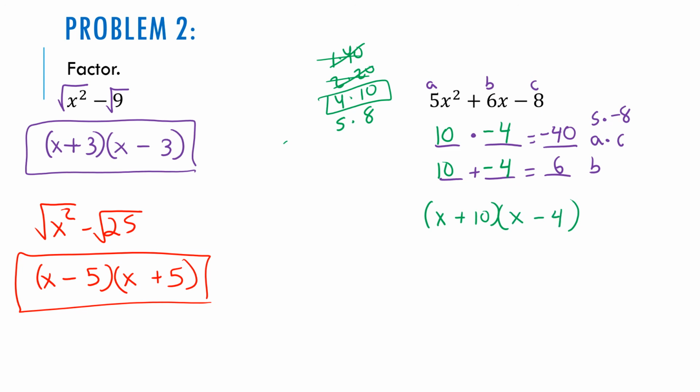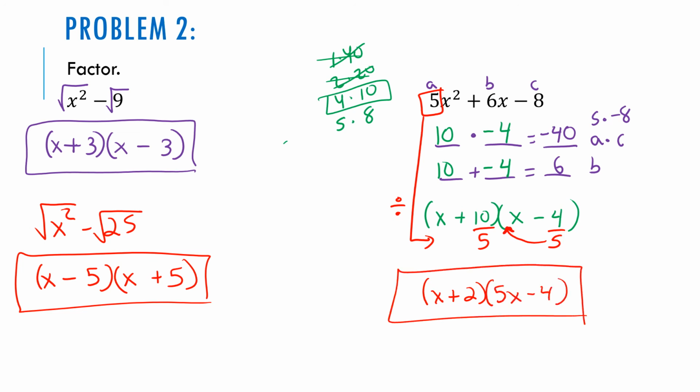Once again, we want to go ahead and divide by the a term. And once again, when you divide, if you can't get a whole number when you divide, you move the denominator in front of the x. So here, 10 divided by 5 is 2, so we're going to have x plus 2. 4 divided by 5 would be a decimal, so I'm going to move that 5 right in front of that x. So it's 5x minus 4. And now you have factored that problem.